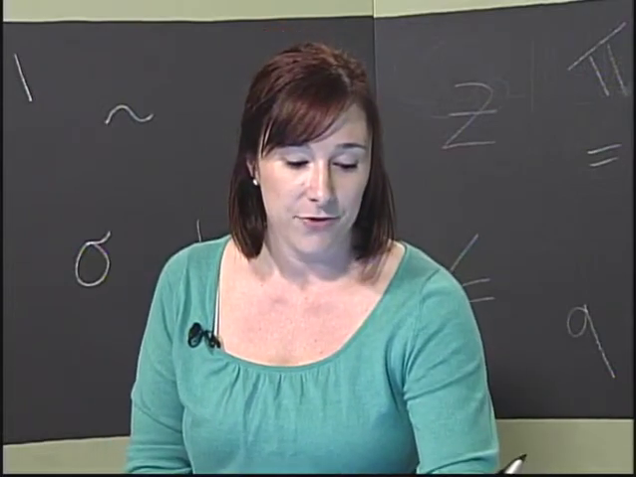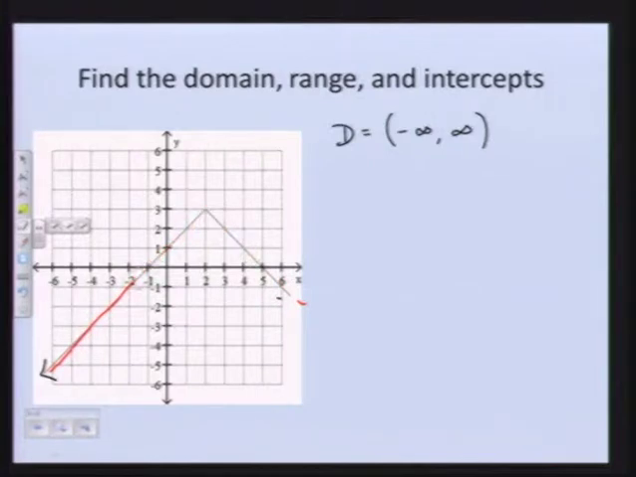Now let's look at the range. I like to draw on my graphs, I guess. Put my little arrow. Now with the range, we're going from the bottom of the graph to the top. As you can see, both ends of the graph, the arrows, they're pointing downward. That means that this graph is going to continuously go down, down, down on both sides. So the graph is going to negative infinity. Okay, so we're going from negative infinity.